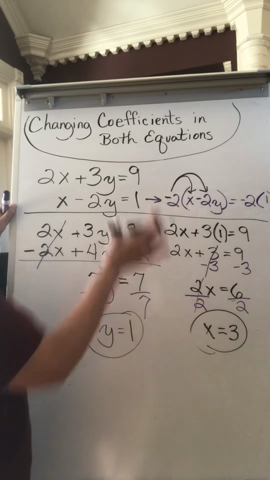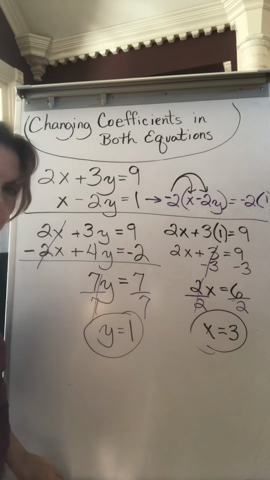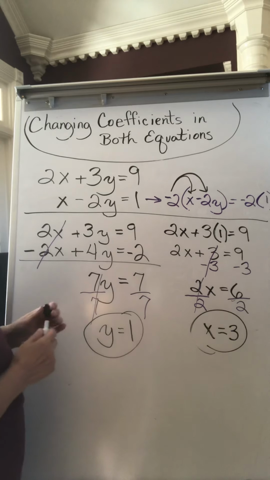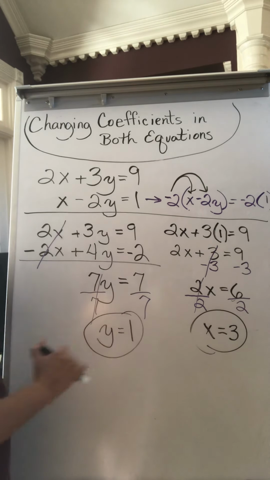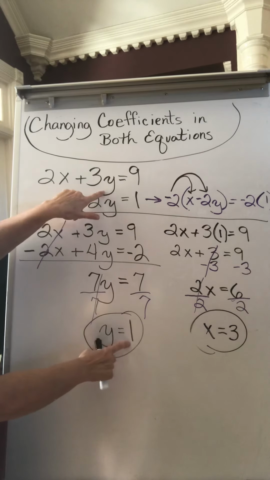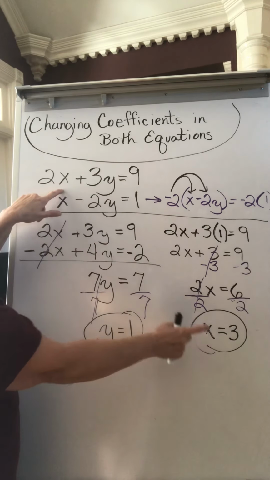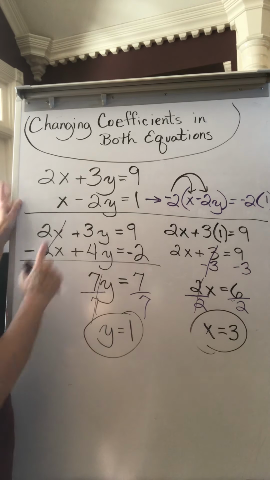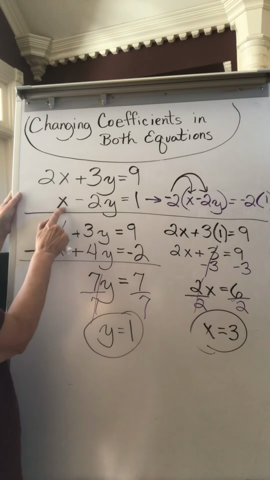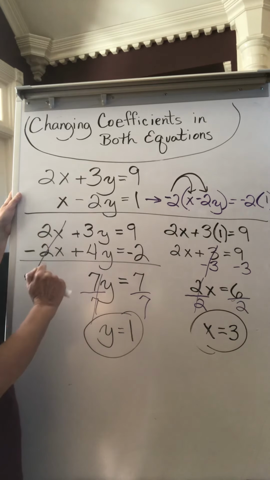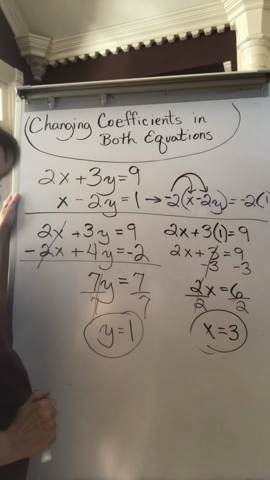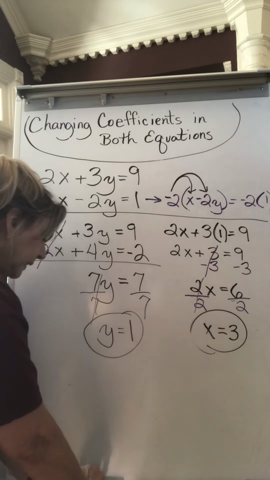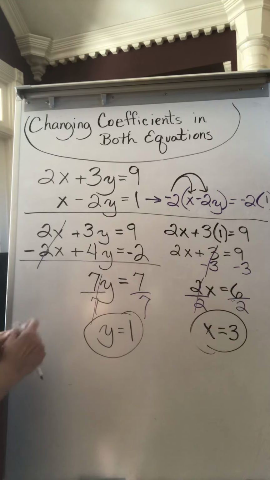We can go and plug that in and check it just to be sure, but I can assure you this is going to be correct. If I put a 1 for the y and a 3 for the x and work it out, I will get 9. If I put 3 for the x and a 1 for the y, I will get 1. So we have worked that one correctly.